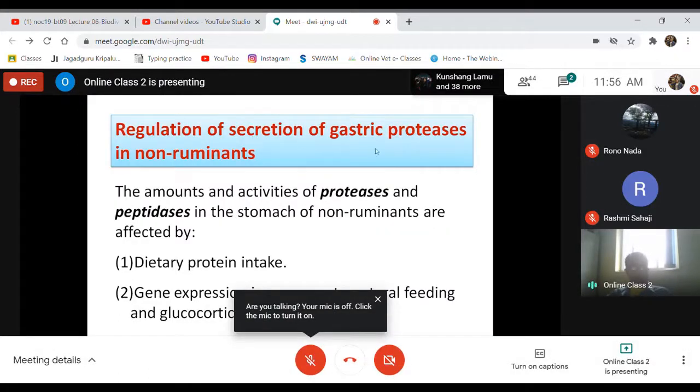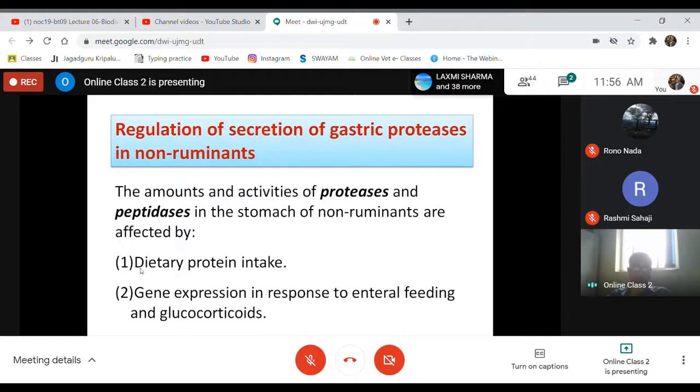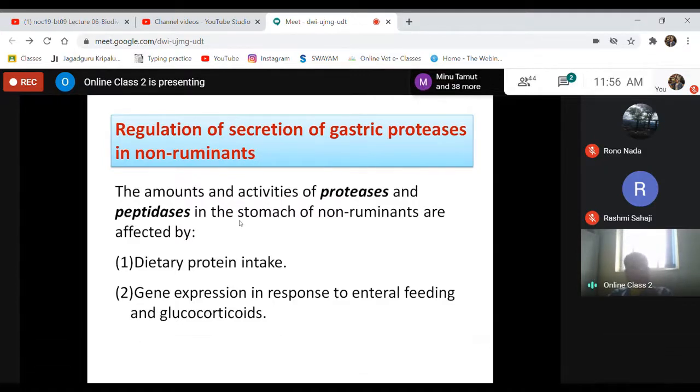Regulation of secretion of gastric proteases in non-ruminants. These are the factors. The first one is dietary protein intake. When dietary protein intake is less, the amount and activity of the proteases may be less. Then gene expression in response to enteral feeding and glucocorticoids. So these two may also be responsible for the secretion of gastric proteases in non-ruminant animals and their action.